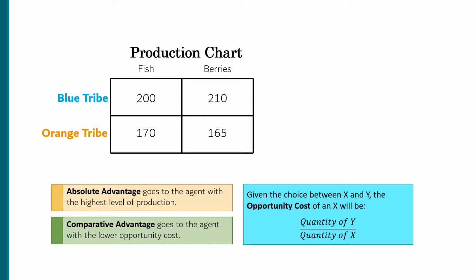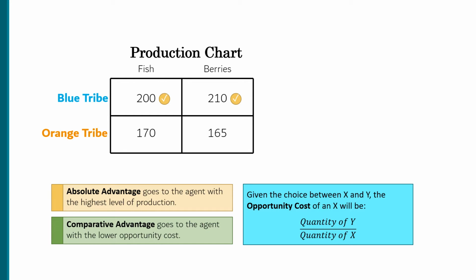I've reformatted our information about the Blue Tribe and the Orange Tribe into this production chart. We can note right away that since they have the larger capacity for producing fish, Blue Tribe has the absolute advantage in fish. And since Blue Tribe also has the larger capacity for producing berries, Blue Tribe has the absolute advantage in berries. But let's say that the people on Blue Tribe want another fish. However much fish they had, they want one more.